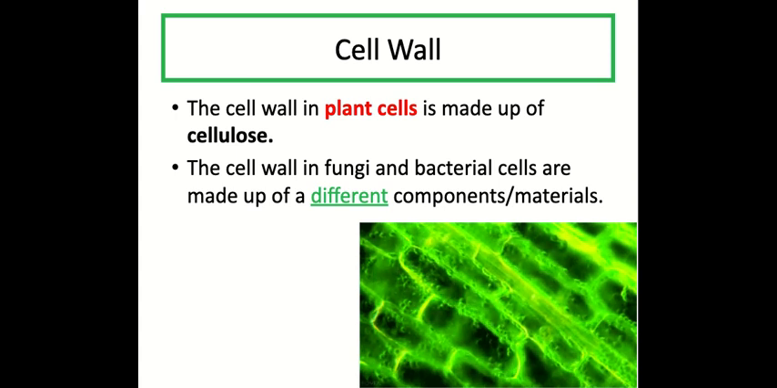Now, this is a really, really common exam question, but it's one that a lot of people forget to revise in KA1. So the cell wall in plant cells, you need to know, is made up of a substance called cellulose. So cellulose is the substance that makes up plant cell walls. However, the cell wall in fungi and in bacterial cells is still there, but it's made up of a different material or different component. So you just need to know that the plant cell wall is made of cellulose, whereas the cell wall in fungi and bacterial cells is made up of something else, something different. So please make a note of that.